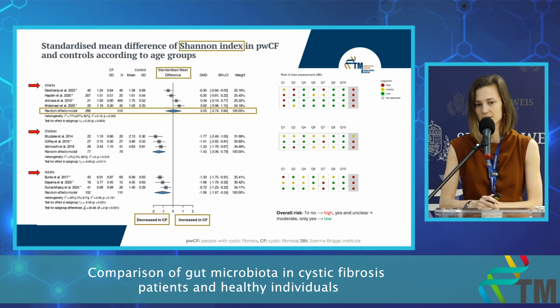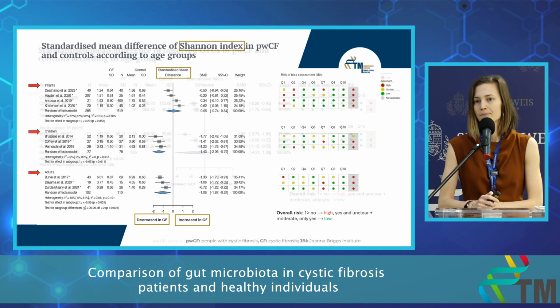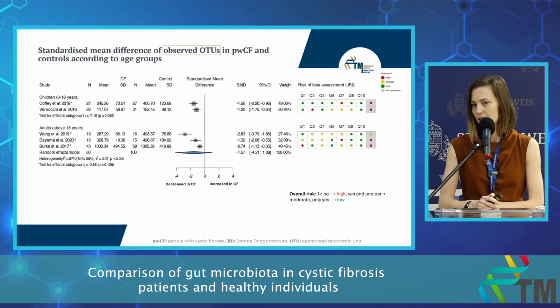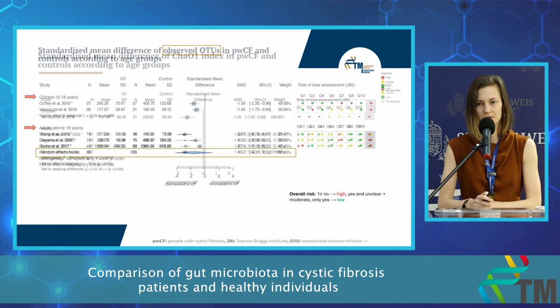So with that in mind, we can see that there was no difference in the subgroup of infants. And children and adults with CF had a significantly less diverse gut microbiota compared to controls. The second index that we could analyze was observed OTUs with 2 subgroups, children and adults here. And looking at the diamond, we can see that there is a decreasing tendency of alpha diversity in the subgroup of adults. However, this is not mathematically significant, but clinically relevant.